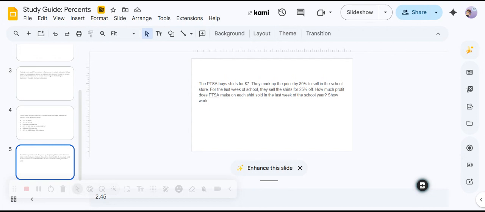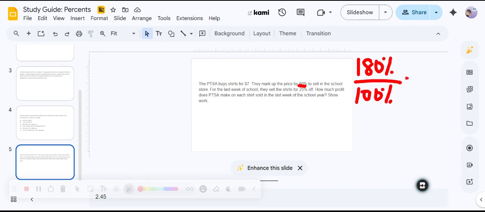So we have to find out the amount that they sell it for. So our first step is going to be to figure out what the price is after markup. So we know that markup is 80%. We could find 80% of 7 and then add it back to 7. I'm going to take the shortcut. I know that they're going to sell it for all of the $7, the 100% original amount, and 80% more. So I'm going to find 180% of 7. So I can save that step. That tells me that they are selling the shirts for $12.60. Okay, that's during the regular school year, right?